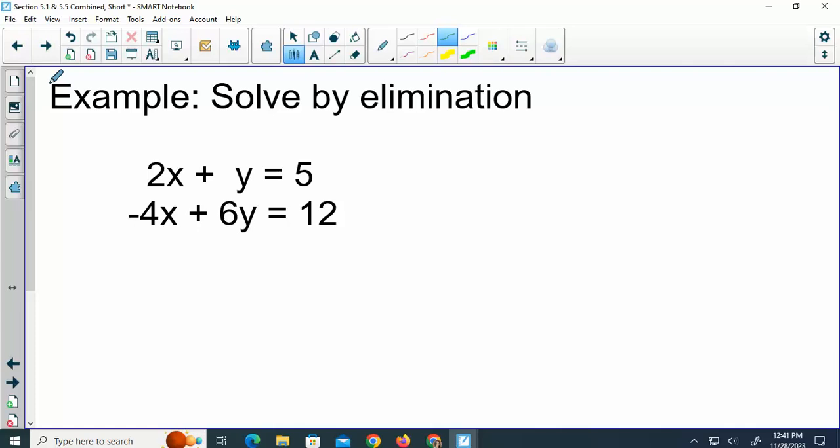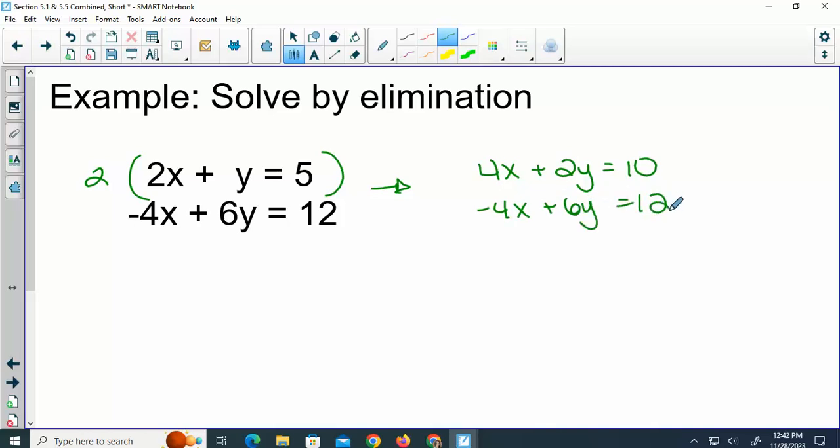If I look, first you just have to pick which variable you want to cancel. X. Okay, how would I do that? Multiply the top one by 2. So that gives me... so now we can add these together.